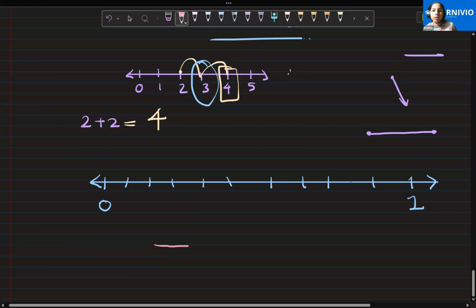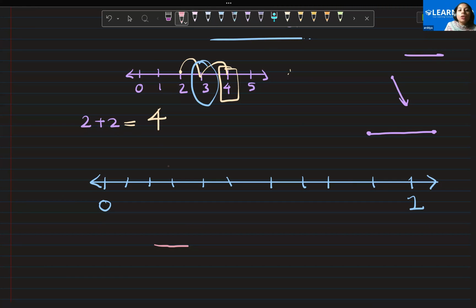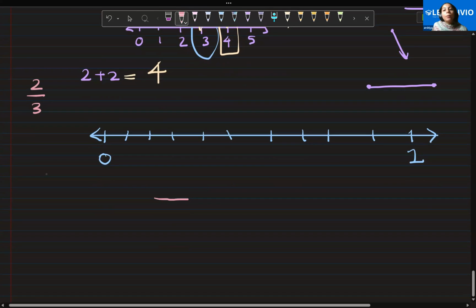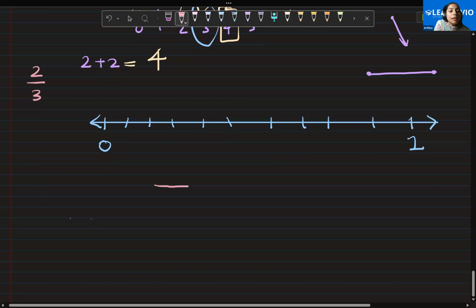Okay. So let's say I want to represent 2 by 3. How do you represent 2 by 3? It's not necessary that there are 10 divisions in between. Let's represent 2 by 3. If I have to go to 2 by 3, it's very easy. The counting will be the same.